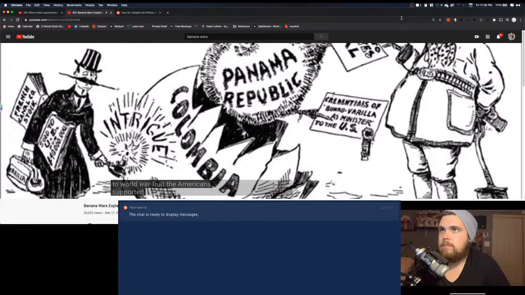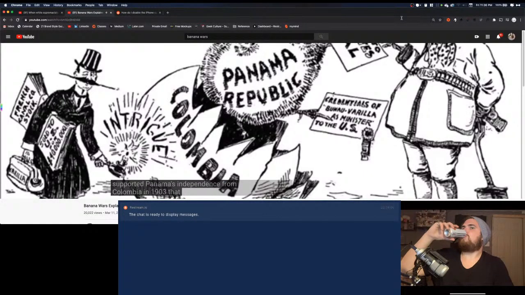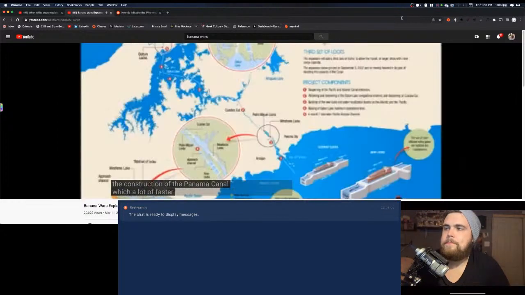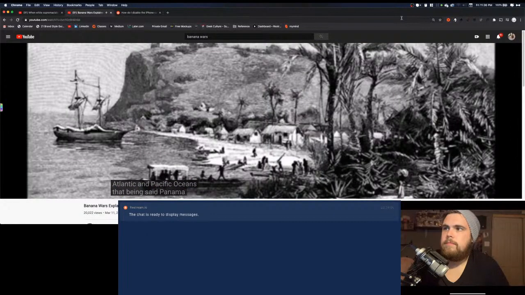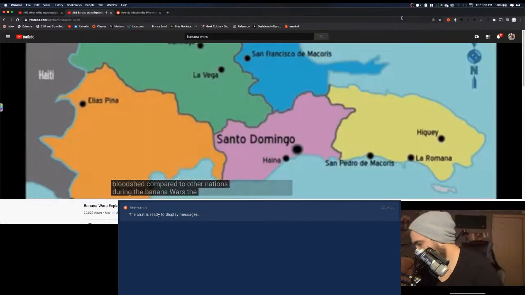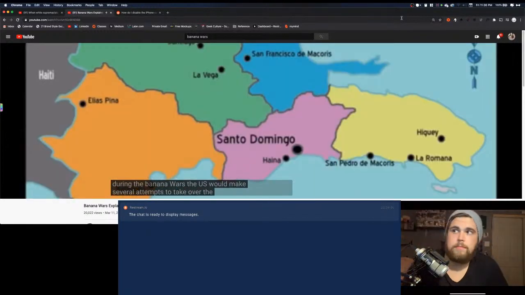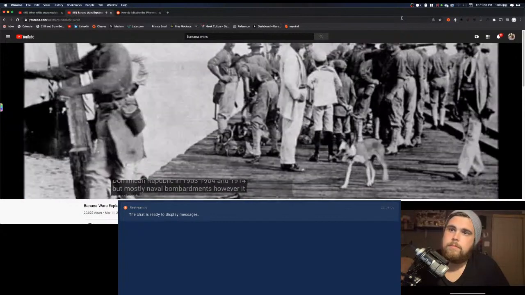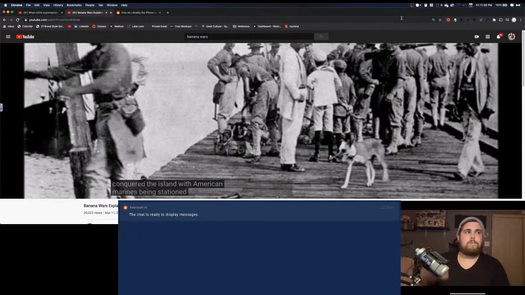The Americans supported Panama's independence from Colombia in 1903. That being said, the US still had interest there, mainly due to the construction of the Panama Canal, which allowed a faster route between the Atlantic and Pacific Oceans. That being said, Panama didn't see much bloodshed compared to other nations during the Banana Wars. The US would make several attempts to take over the Dominican Republic in 1903, 1904, and 1914, with mostly naval bombardments. However, it wouldn't be until 1916 that they conquered the island, with American Marines being stationed there.